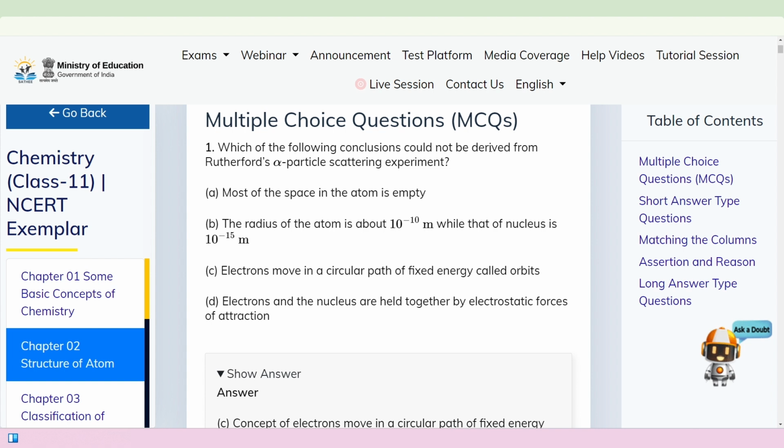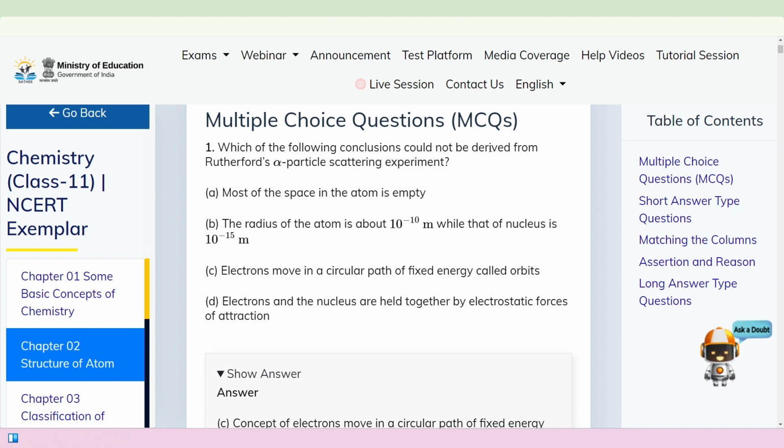Because most of the alpha particles went straight through without any deflection, indicating that there is nothing present there in the space. That is the reason they are not getting any deviation. Second is the radius of the atom is about 10 to the power minus 10 meter, while that of nucleus is 10 to the power minus 15 meter. So it is also true.